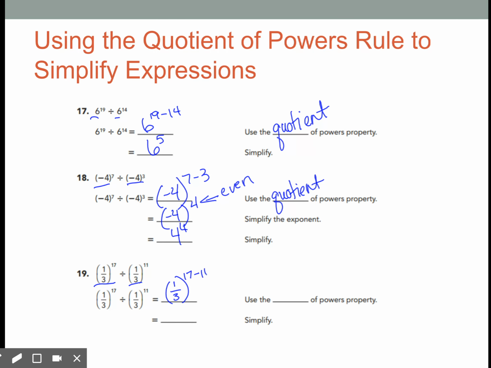So coming back, I'm going to use the quotient of powers property and apply that so that I subtract my exponents. 17 minus 11, of course, is 6. So I simplify all the way down to 1/3 to the 6th power.